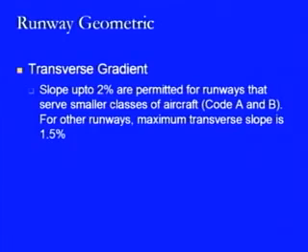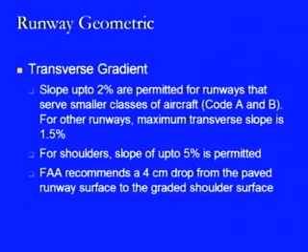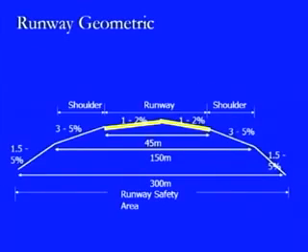Then a slope of up to 2% is permitted for the runways that serve smaller classes of aircraft, which are coded A or B, whereas for other runways the maximum transverse slope is fixed at 1.5%. In the case of shoulders, a slope of up to 5% is permitted. The Federal Aviation Administration of the US recommends a 4 centimeter drop from the paved runway surface to the graded shoulder surface. That is the specification by the FAA.